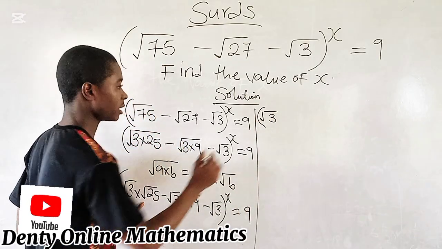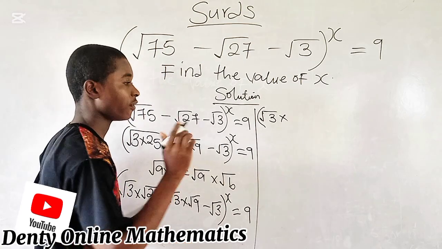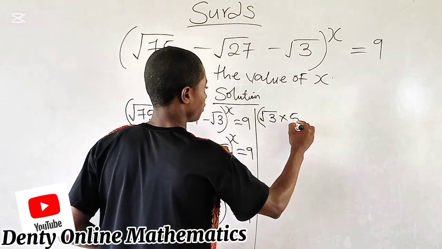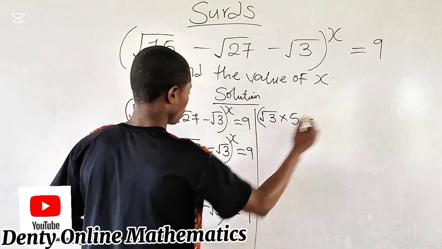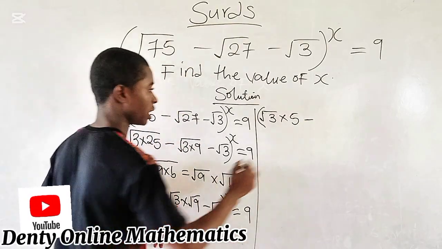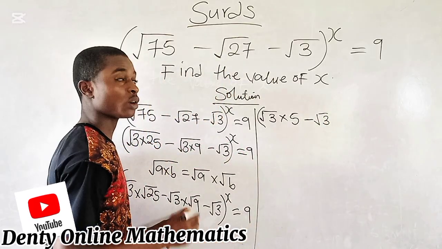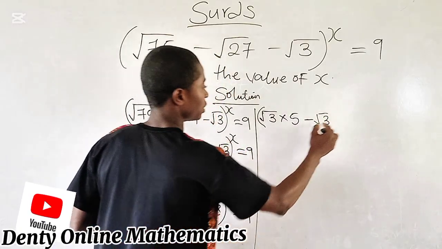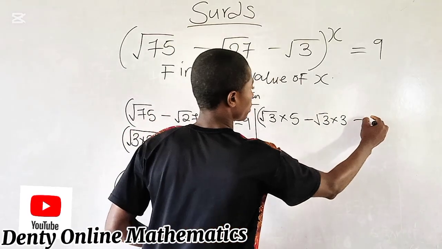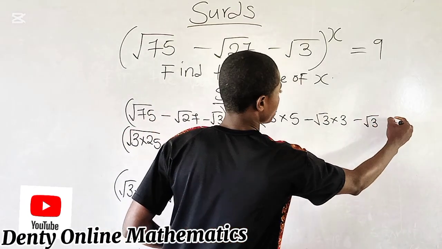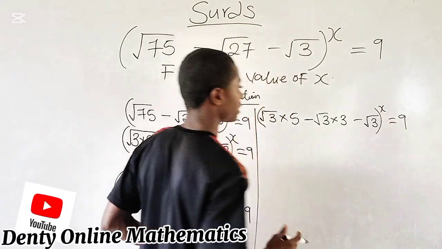Now times the square root of 25, which is 5. So times 5, minus the square root of 3. Here, as you can see, the square root of 3, and then the square root of 9 is 3. So this will be times 3. And then minus the square root of 3 to be equal to 9. Remember, all of this is raised to the power of x.